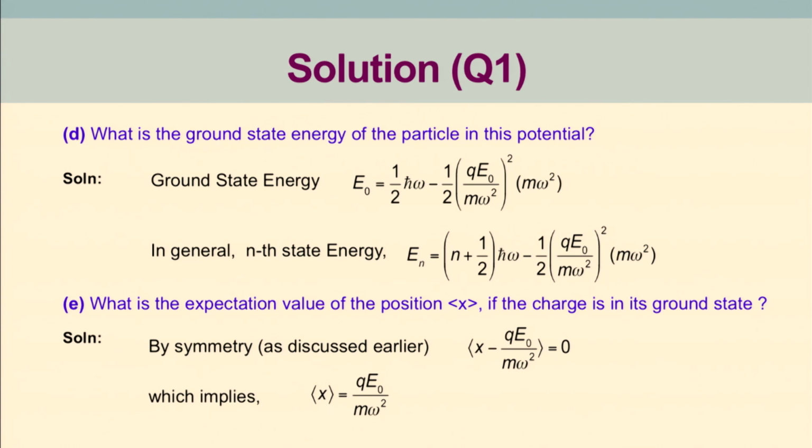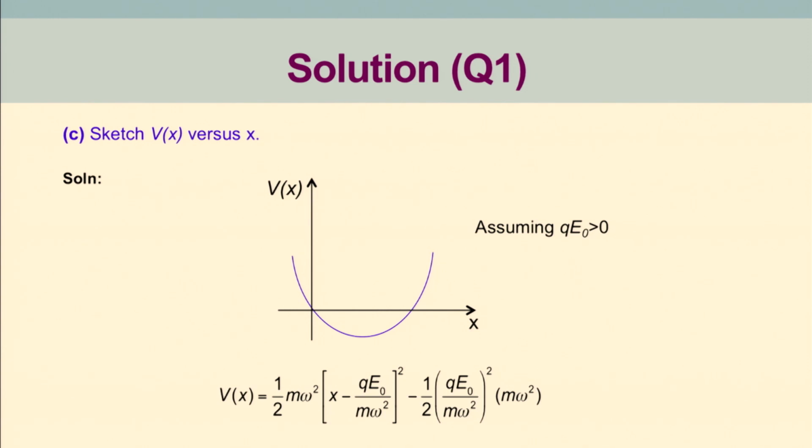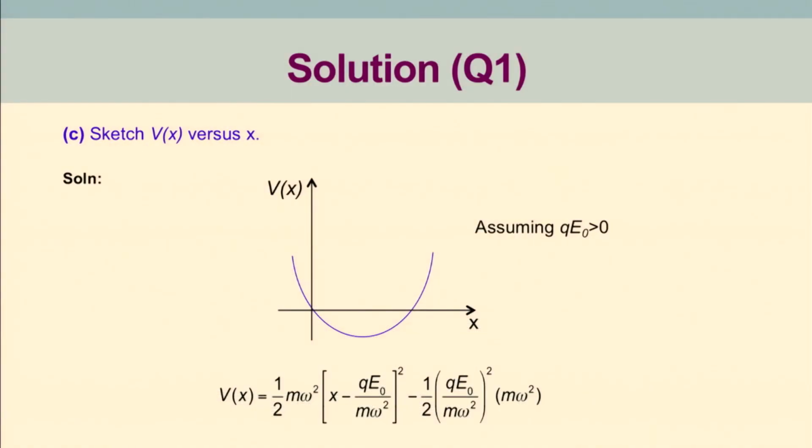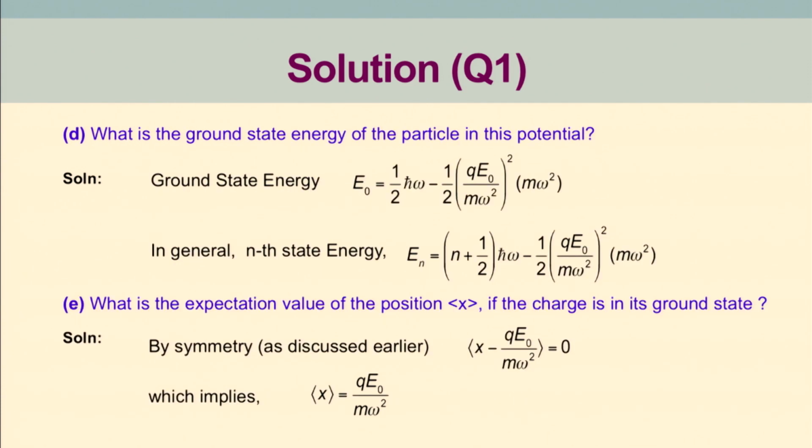potential. So, the ground state energy of the particle in this potential can be calculated from this particular expression, because as I said, this expression is still a harmonic oscillator potential, but with a constant shift. So, half m omega squared (x minus qE0 by m omega squared) whole squared, it still looks like a harmonic oscillator, but with some constant shift. So, I will still have the ground state energy to be the same as a harmonic oscillator, which is half h cross omega, as I have written here.